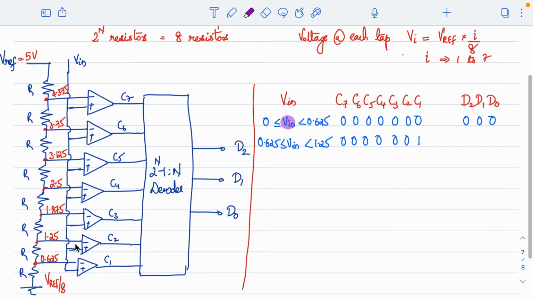C1 plus is having a higher voltage compared to minus. For all the other comparators it is at 0, right? So that will result in 0, 0, 1 here, and this will continue from 1.25 up to 1.875. You will get the next comparator, right? So the next comparator C2 also will produce a 1.